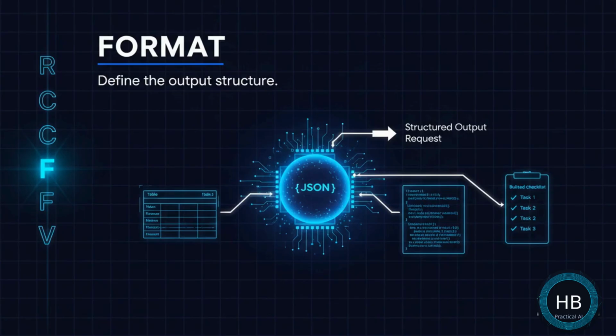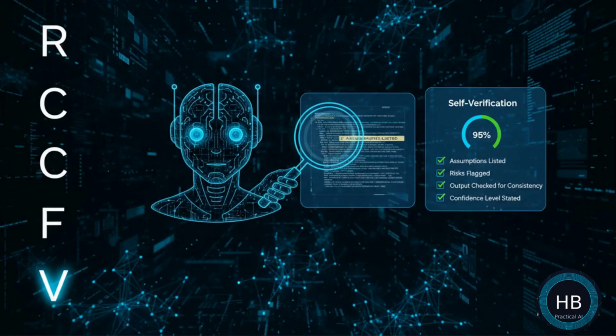Do you need a markdown table? Maybe a JSON object for an app you're building, or just a simple bulleted checklist? Specify the format, and you'll get a clean, usable output every time. And finally, V is for verification. Okay, this is a real pro move.